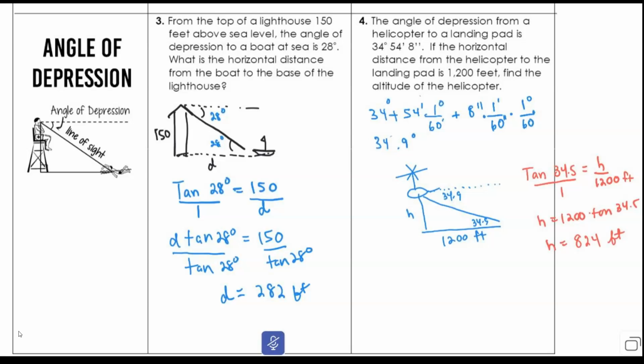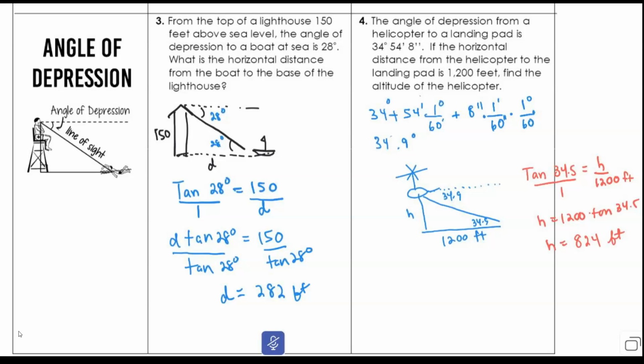So I'm going to go ahead and draw the lighthouse. Here's the lighthouse. And we do have the boat that's over here, and I'm just going to try to draw the best boat that I can. So we know that it's going to be 150 feet. And we know that it's going to make an angle of depression. And this right here is the angle of depression. And this right here is a horizontal. And it's asking what is the horizontal distance. So we're looking for this distance.